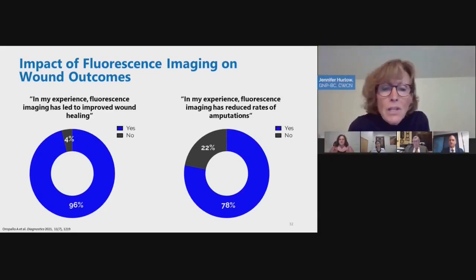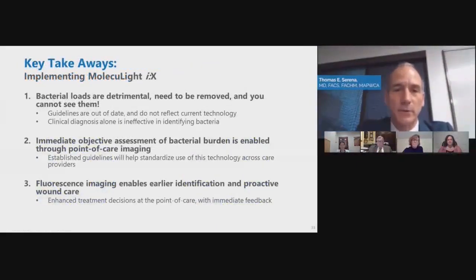Also, we know that bacterial loads are detrimental to healing, but we can't see bacteria. So with the MolecuLight now, we can see higher bacterial loads, and we can remove them to help improve the outcome. And help to control the risk of additional problems, such as what I found in between the toes on that diabetic patient. So the key takeaways for implementing the MolecuLight: bacteria are bad, and we need to address that as part of good wound healing.